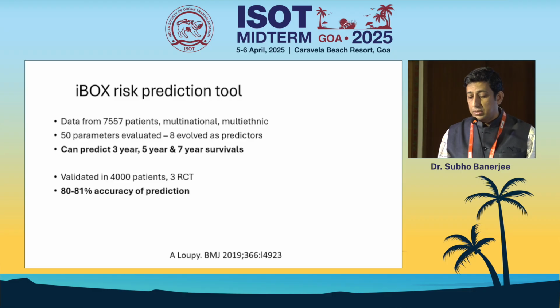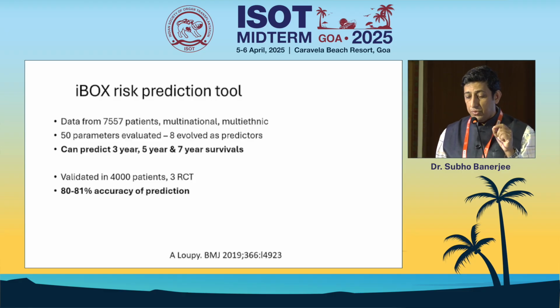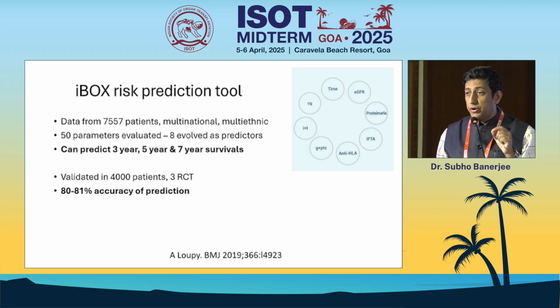What is new is a paper by Alexandre Loupy and his group, as a large group, and what they have found, they have developed this iBox tool with 7,500 patients, and it's a multi-center study. They took around 50 parameters, evaluated, and they found that 8 predictors significantly predict the way your graft is going to behave. So time after transplantation, eGFR at this time, proteinuria, biopsy features like chronic glomerular lesions, i plus t, g plus ptc, IFTA, and anti-HLA antibodies.